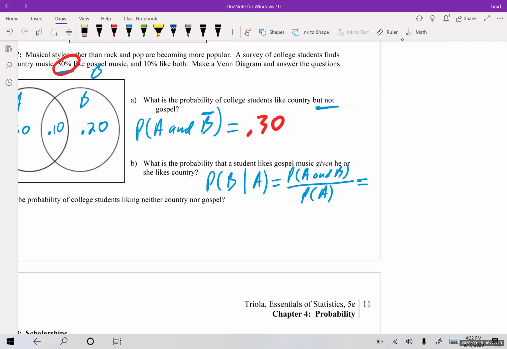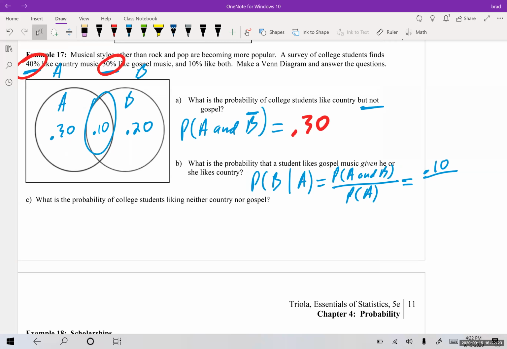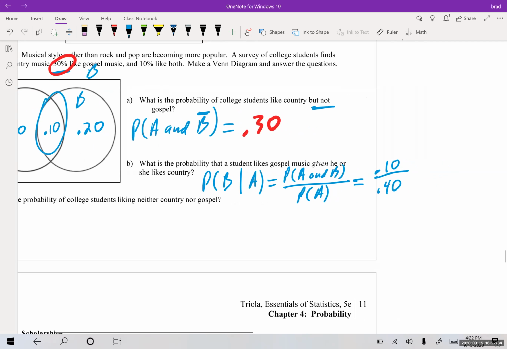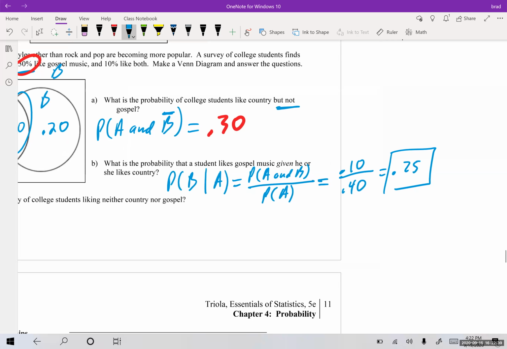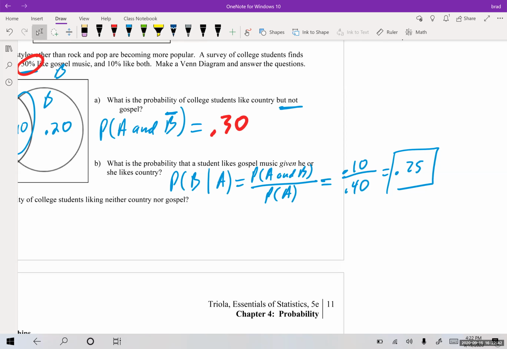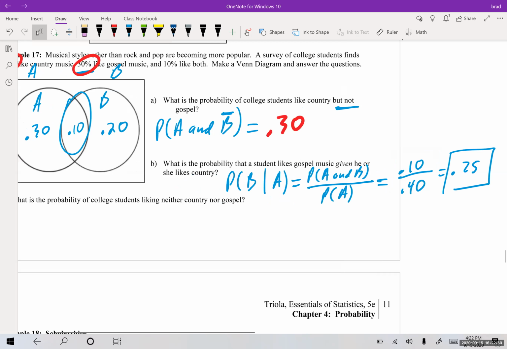Probability of A and B we know is 0.10, because that's this middle section, divided by the probability of A overall, which would be 0.40. So we get 0.25. That would be our probability that a student likes gospel music, given that you know ahead of time that they already said they like country. So that's conditional probability once again.